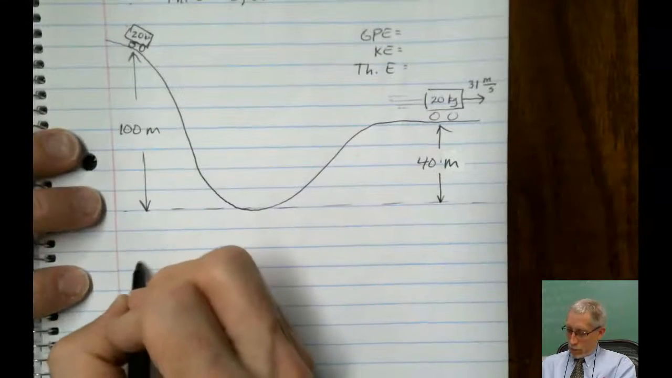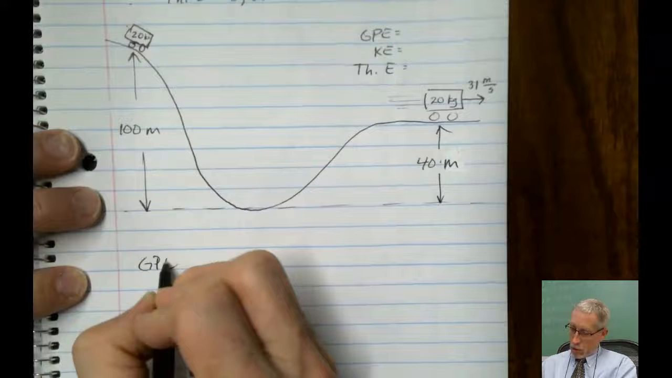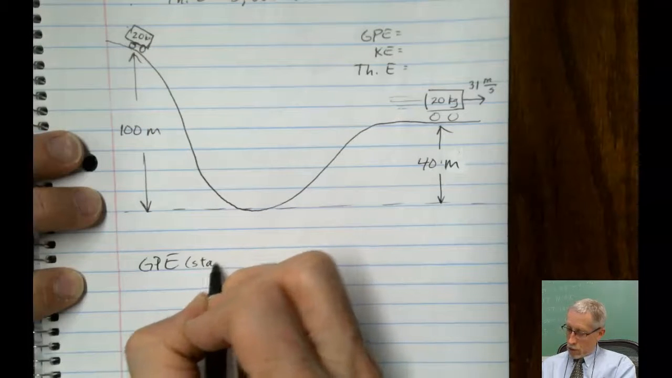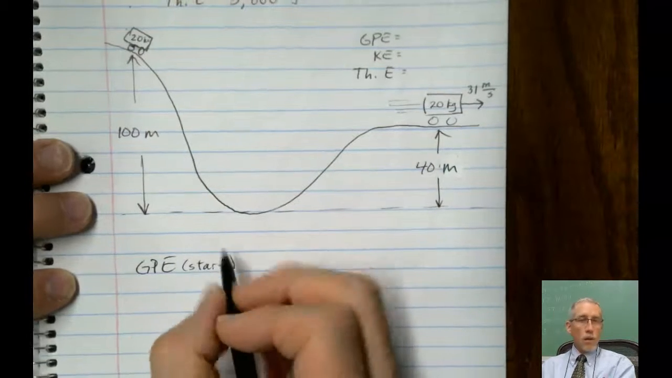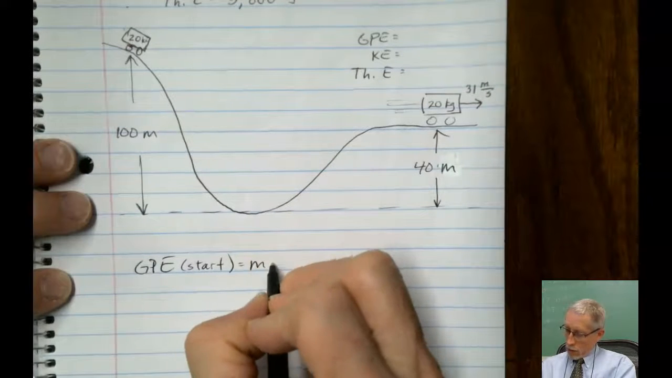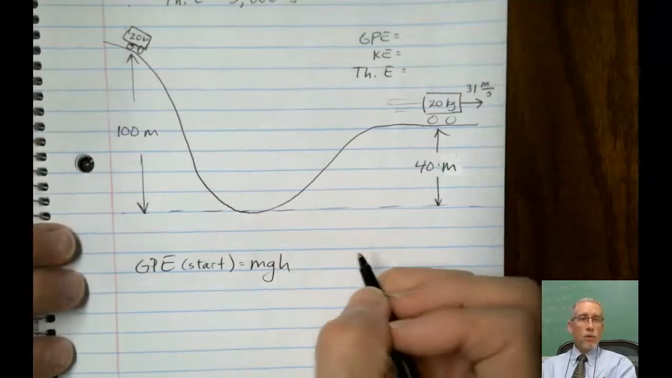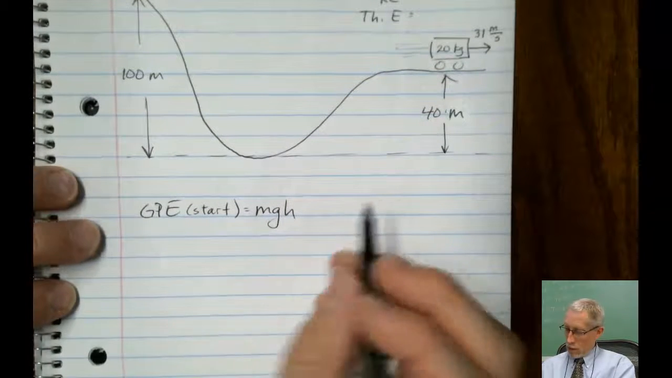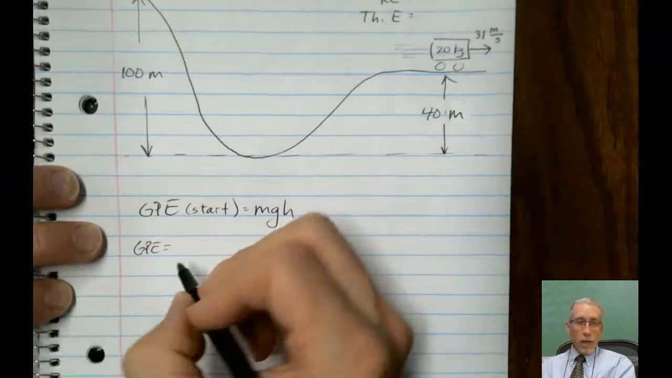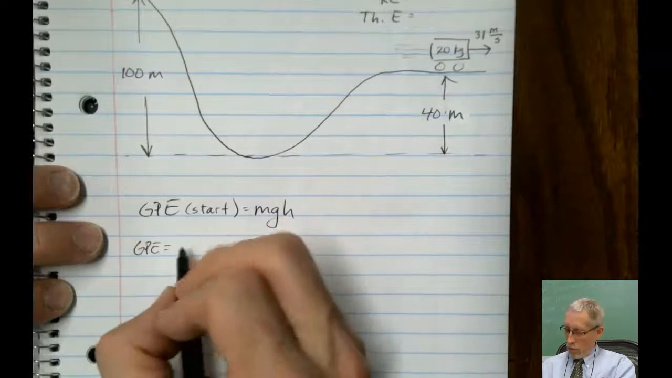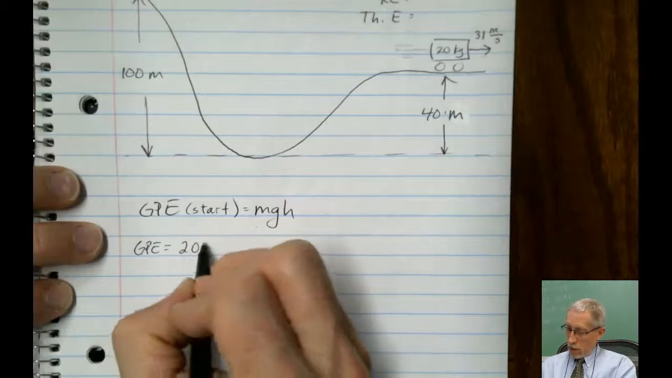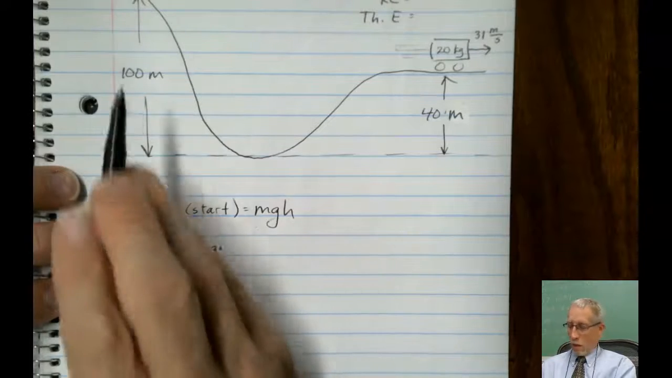So we would write a formula here, GPE, and I'm going to put, just so I can remember, at the start, because I'm going to have a GPE later on too, equals mgh. We write the formulas with symbols first, and then put the quantities in the same order that you wrote them in the formula. So since we wrote m first, we're going to put the mass in first. That's 20 kilograms, again, given in the little diagram.